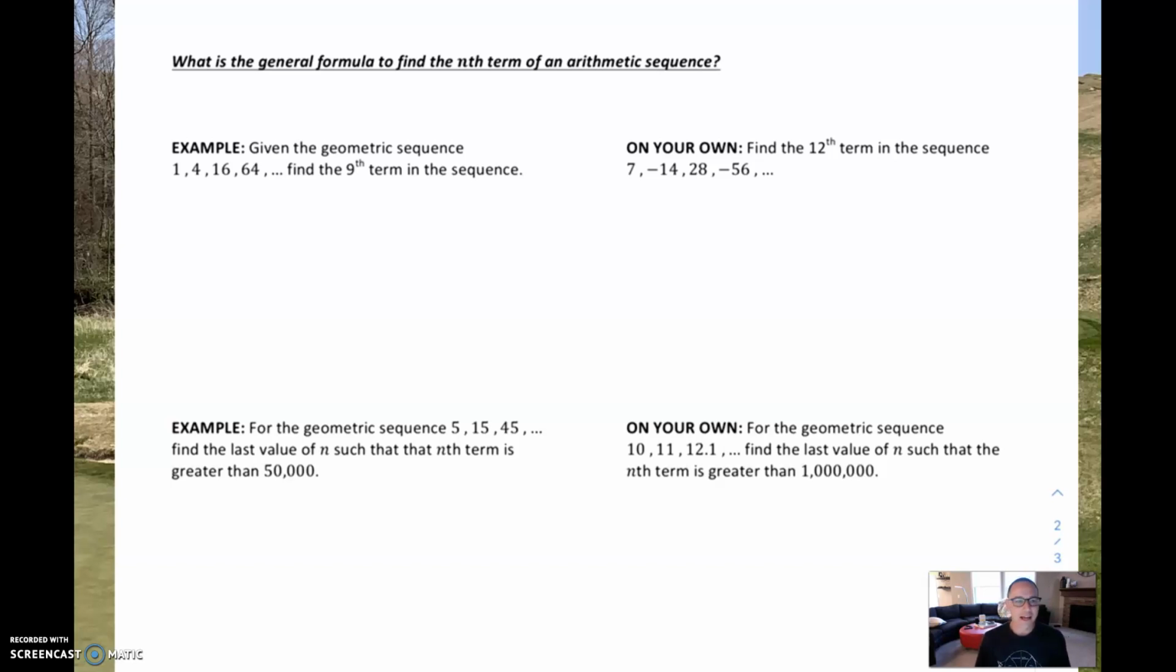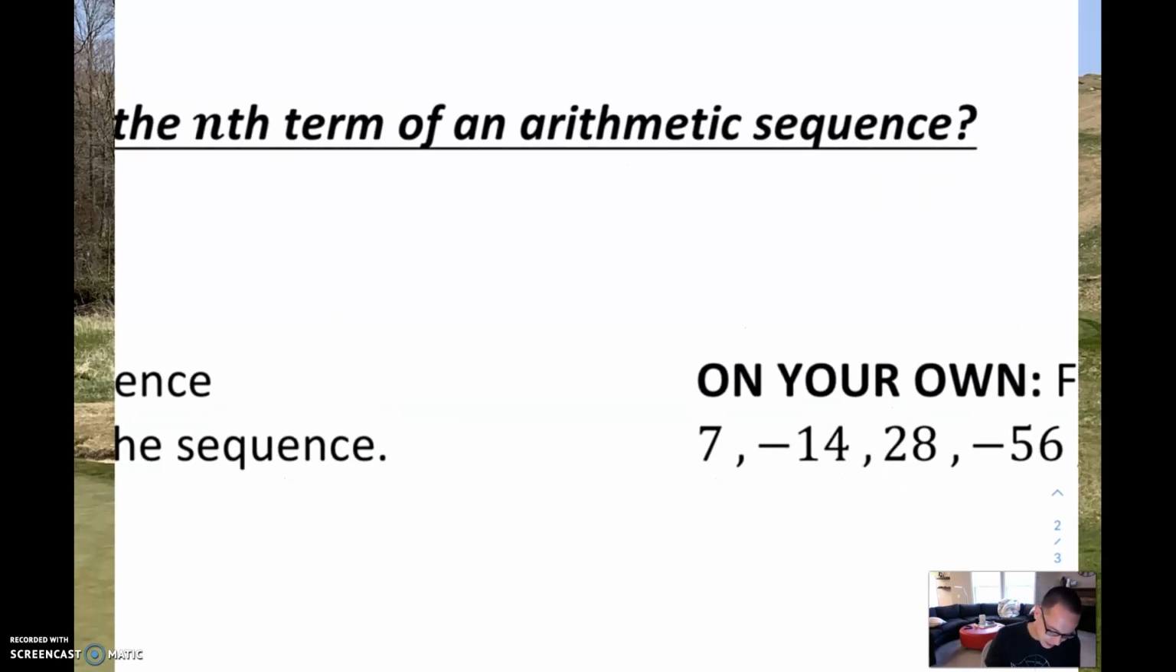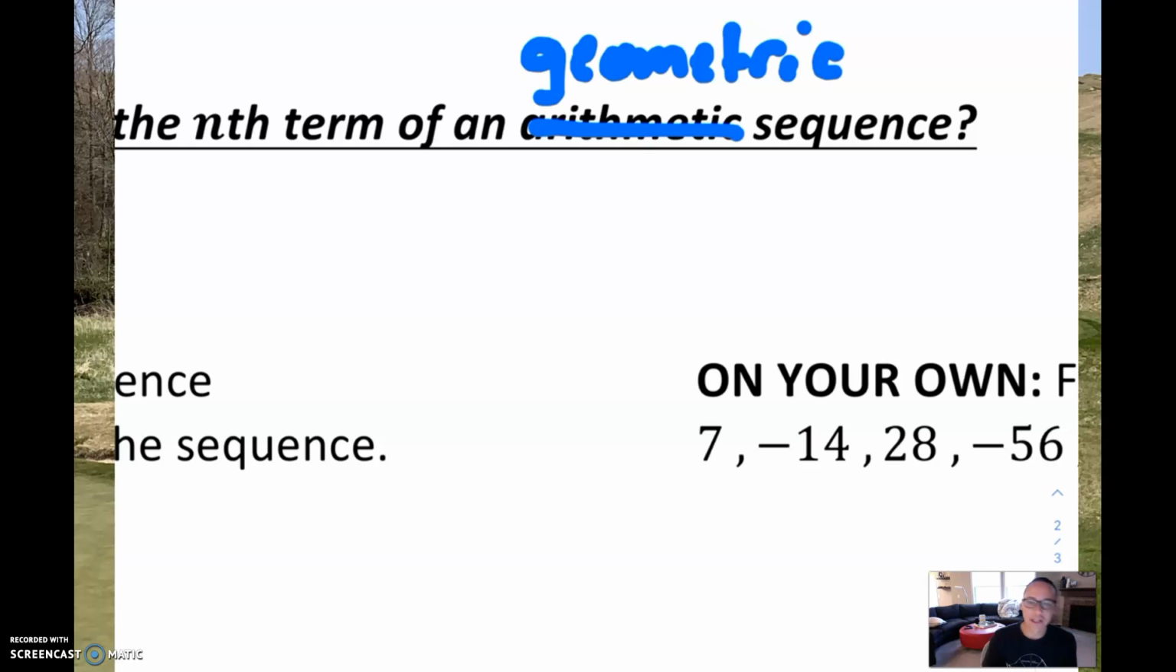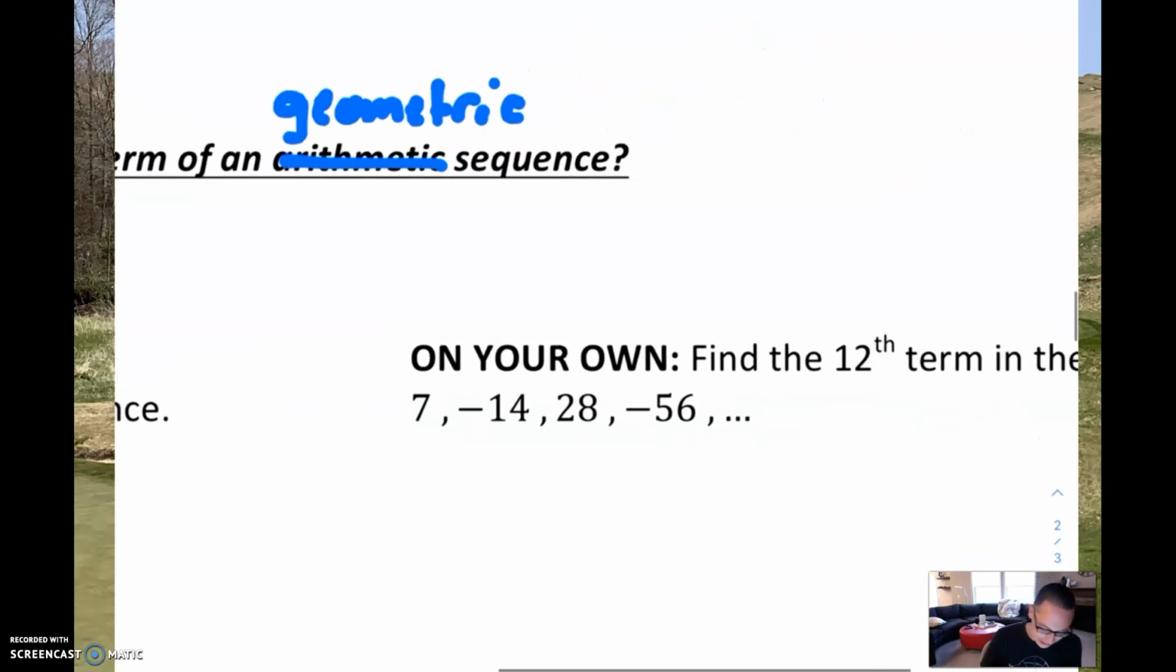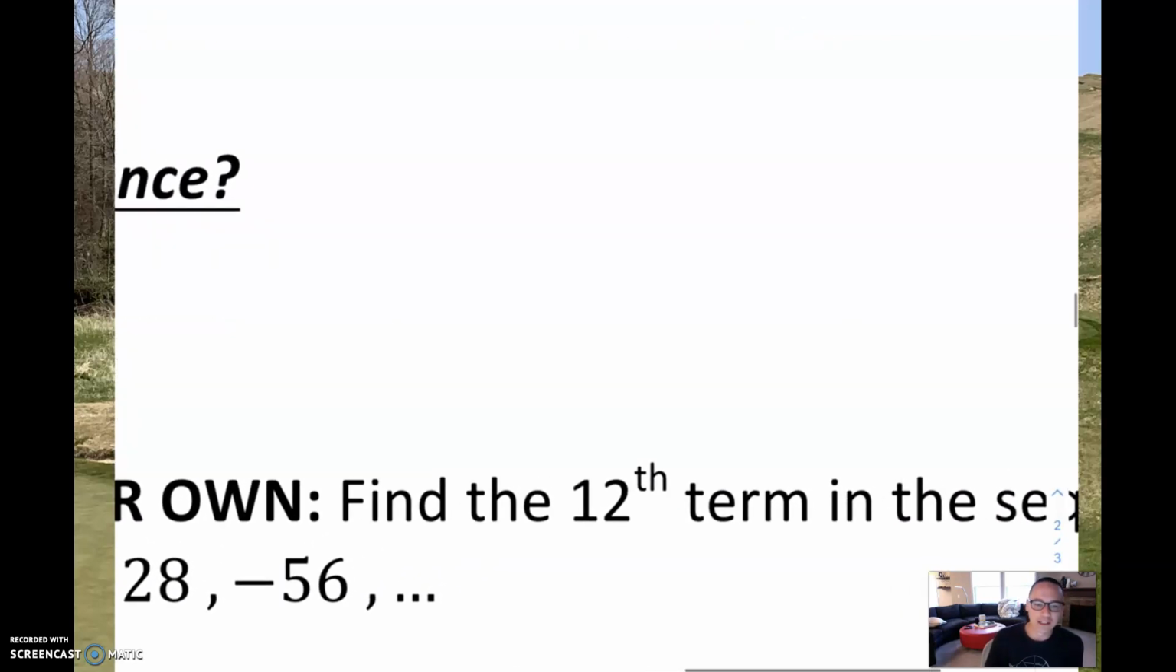All right, we're on to the last part of the notes. And once again, I'm going to be giving you a formula. So there's a general formula that you can use to find the nth term of, should not say arithmetic sequence, because of course we're on to geometric. Cross that off. Sorry.